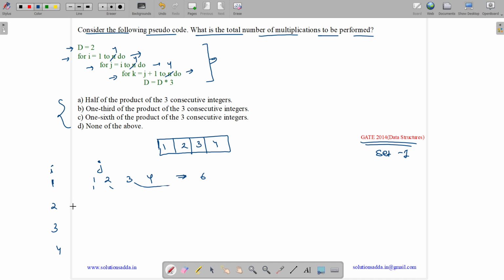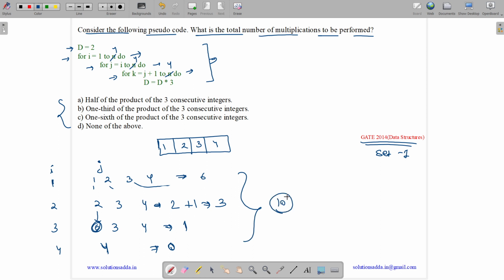Now here what will happen? When i is 2, then j will have values 2, 3 and 4. For j value 2, it will run for 3 and 4, 2 iterations. For j value 3, it will run for 4 only, 1 iteration. So total iterations are 3. Now when i is 3, then j will be 3 and 4. For j equal to 3, k will run from 4 to 4, which is just 1 iteration. For j equal to 4, it won't run. For i equal to 4, j will have only value 4, and this k loop will run from 5 to 4. It can't run, so it will have 0 multiplications. So total multiplications are 6 plus 3, 9, plus 1, 10.